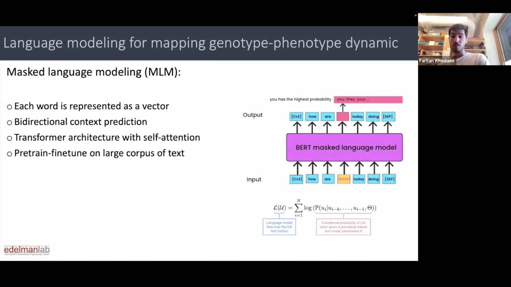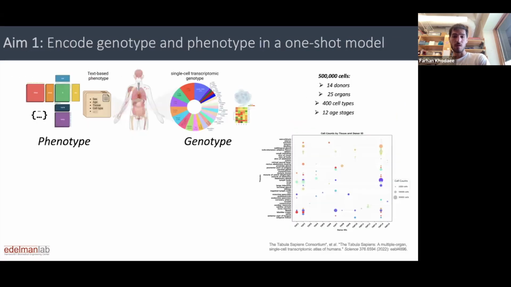and pre-trained it on a lot of single cell RNA data. I'm going to go through how this will be possible with masked language modeling. Basically, this is how we have designed the model. We have genotypes, which are single cell RNA data, basically RNA expressions. And we have phenotypes, which are basically categorical or text-based information for these genotypes.